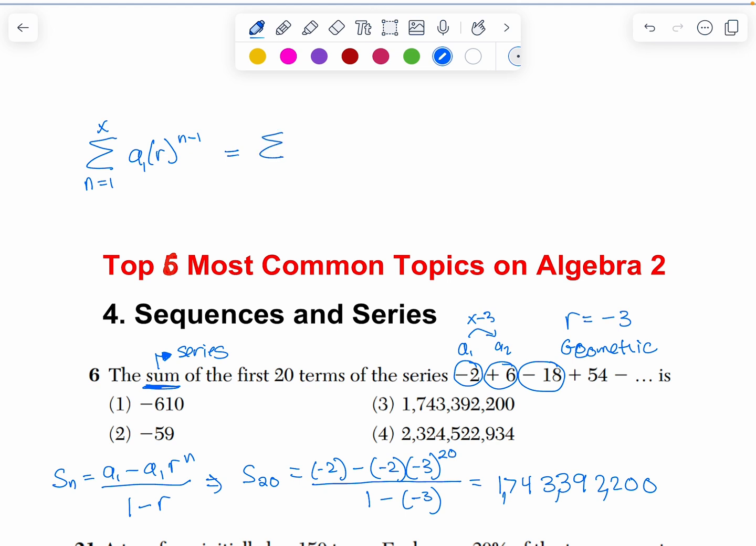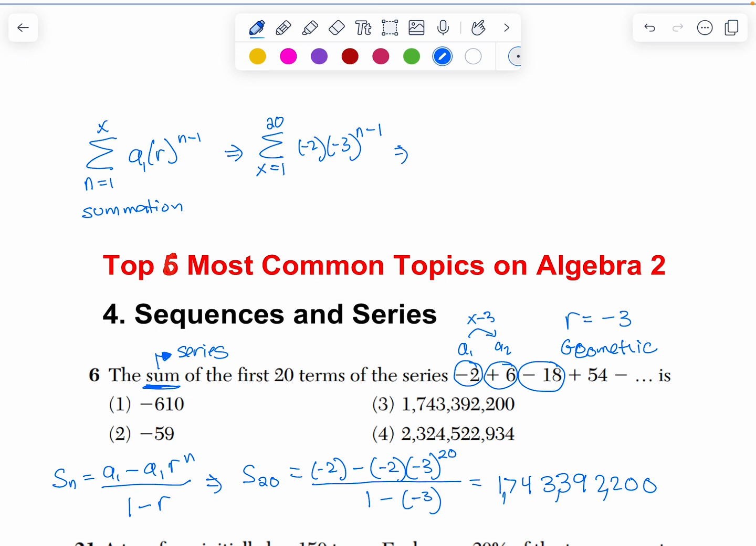So in my calculator, I usually put an x here at the bottom, and we are starting from our first term, and we are asking the calculator to sum up all of the first 20 terms. So from term 1 to term 20. That's what the sigma looks like. It's a summation. Now, here I would input a formula. So A1 is still a negative 2. R is still negative 3, but I'm raising just the negative 3 to the n minus 1 power.